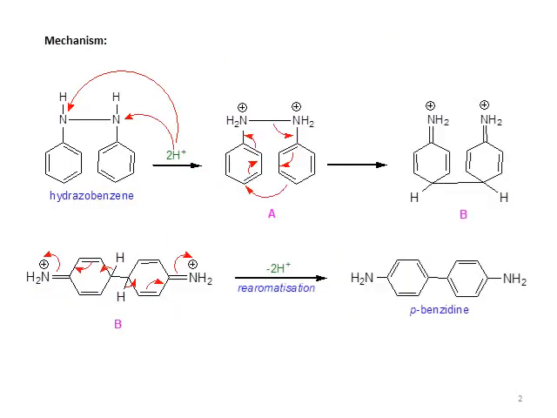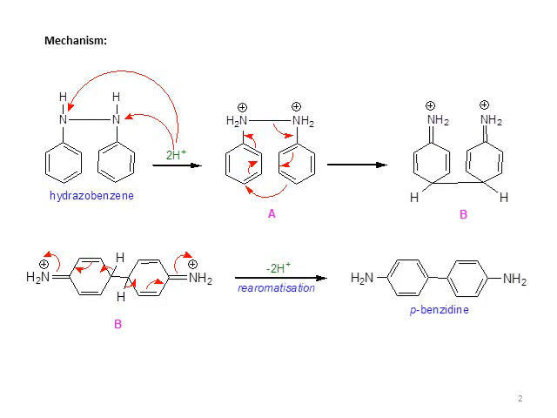Next, coming to the mechanism, for the sake of explanation, I have written the structure of hydrazobenzene like this. Since the nitrogen atoms of hydrazobenzene have lone pairs of electrons, hydrazobenzene acts as a base so that it will easily react with the acids. So the first step is the protonation of two nitrogen atoms of the hydrazobenzene to get intermediate A.